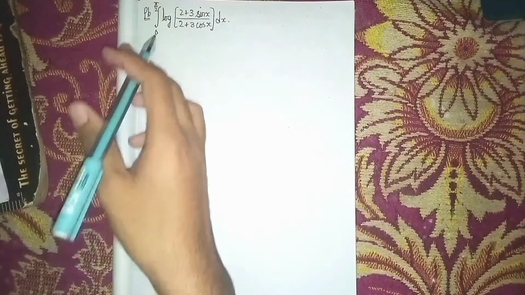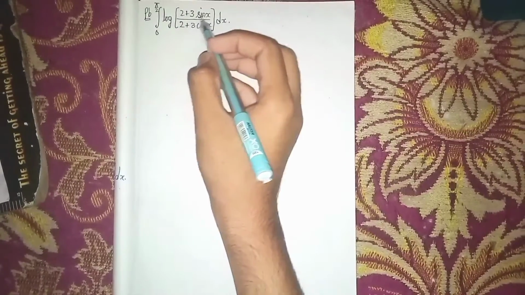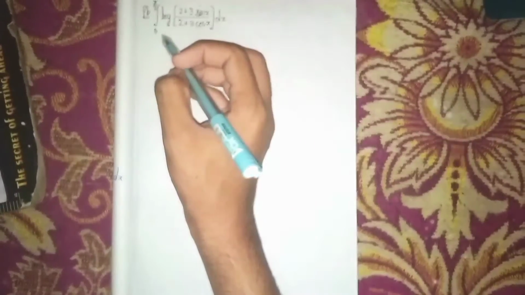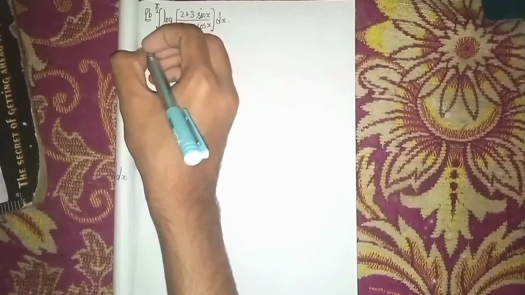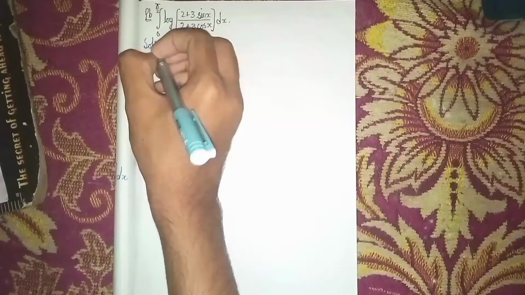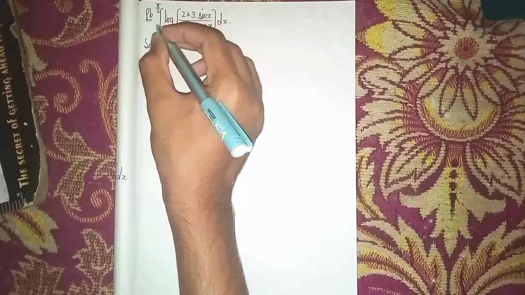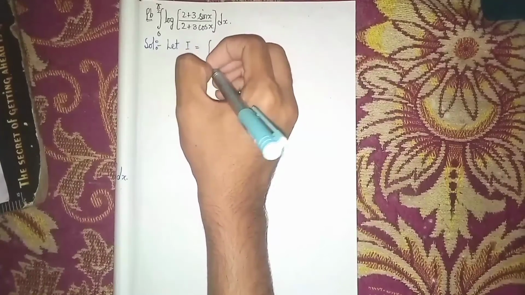So this question: integrate log of (2+3 sin x)/(2+3 cos x) dx with limits 0 to pi by 2. First, what you have to do is write the solution. Then first take, let I is equal to the integral of the question's function.